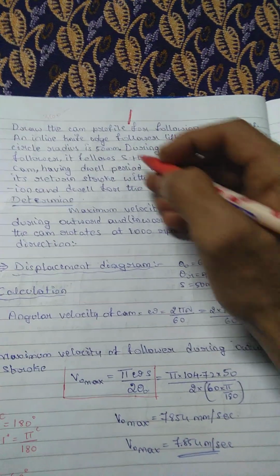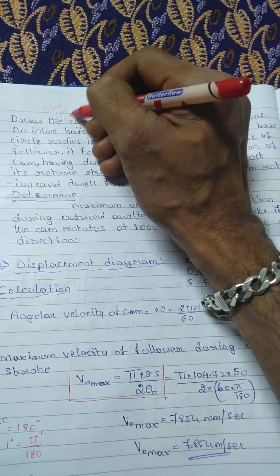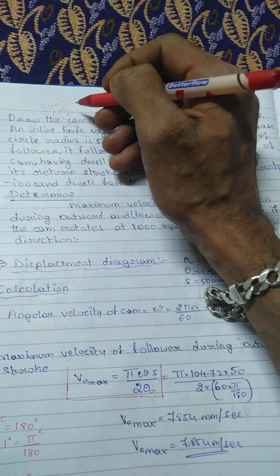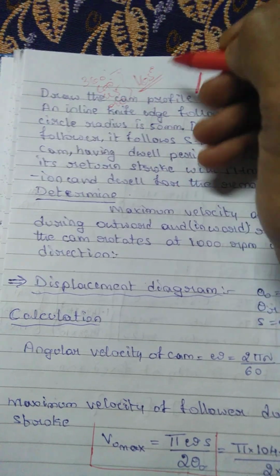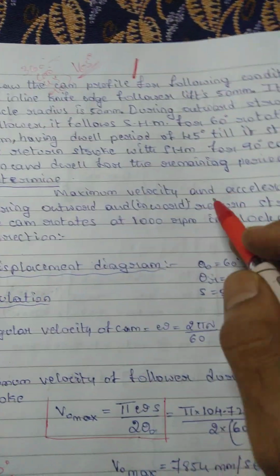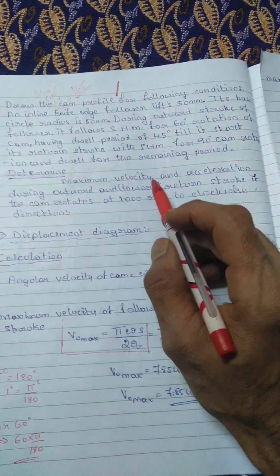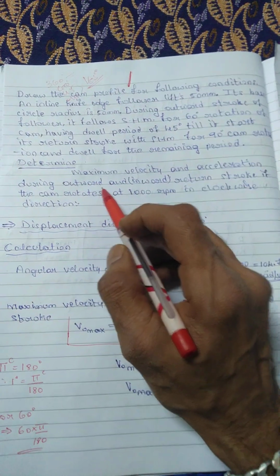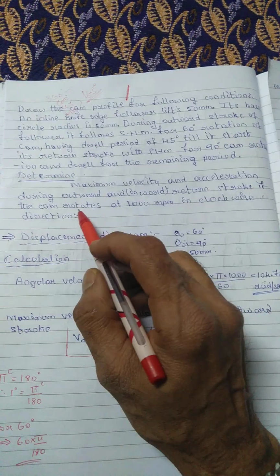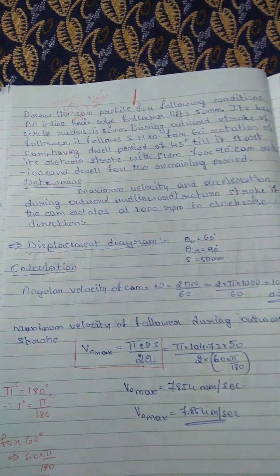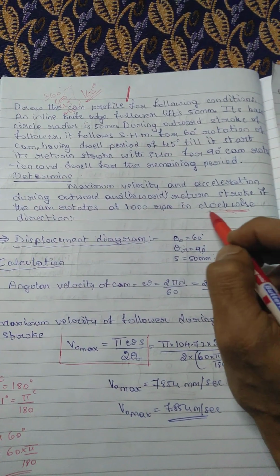After adding up, how much? 360 degree minus 60 degree, 45, 90. So totally 165-degree it will remain dwell once again, after the return stroke. Next we have to determine the maximum velocity and acceleration during outward and return stroke, if the cam rotates at 1000 rpm. And here the direction of rotation of the cam is given as clockwise.